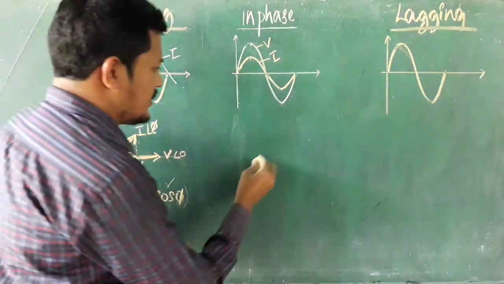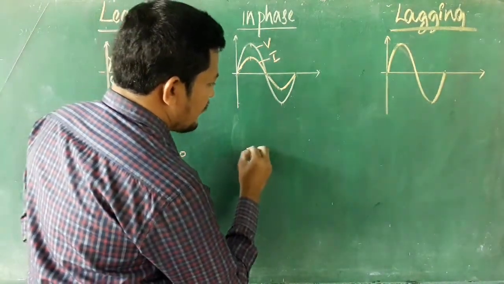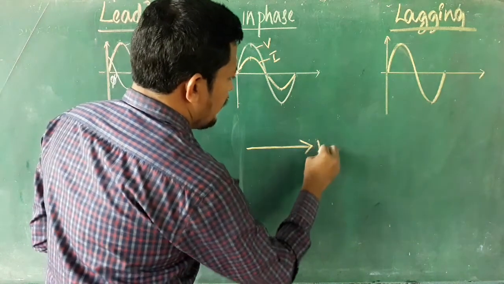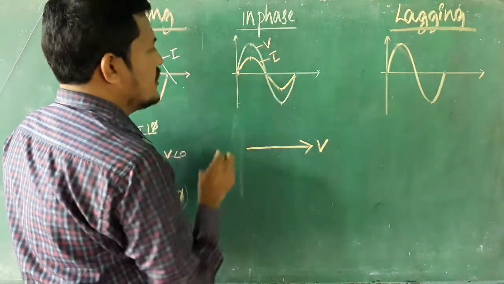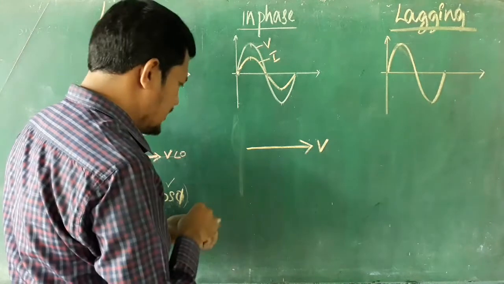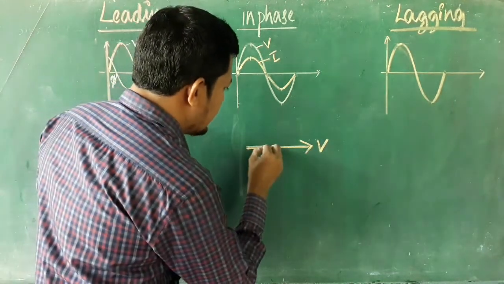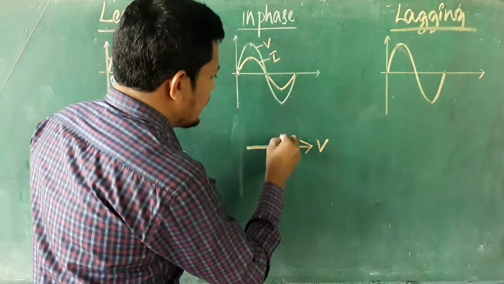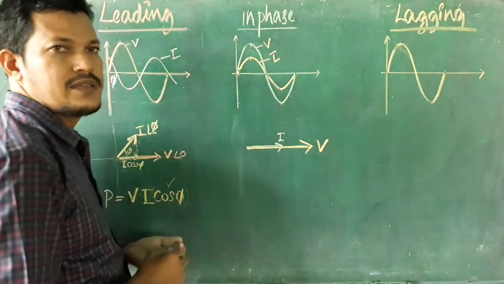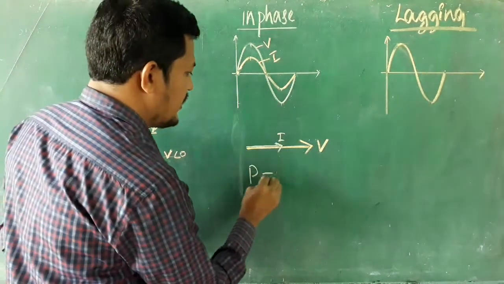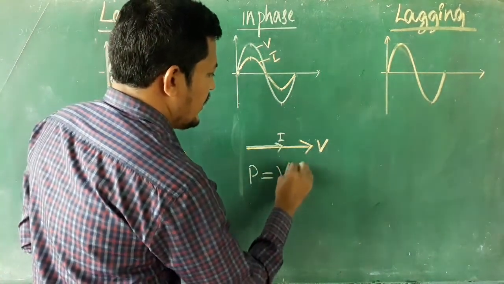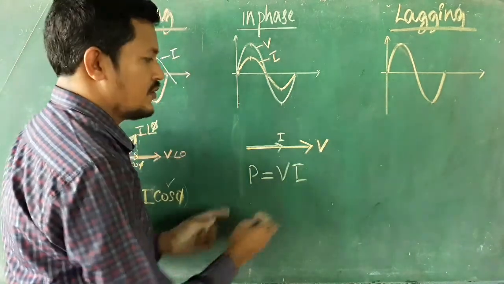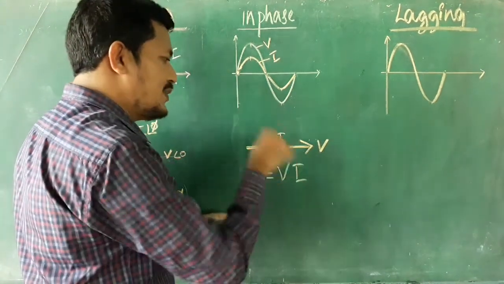So it is very easy to draw the phasor. This is a phasor V at 0. Suppose it's V at 0, current also at 0. So current also on the same line. Clear? So power equal to Vi. So where is the power factor? We can include the power factor also.